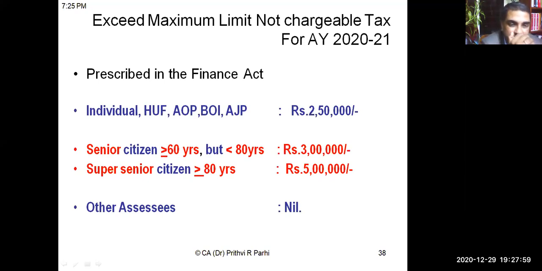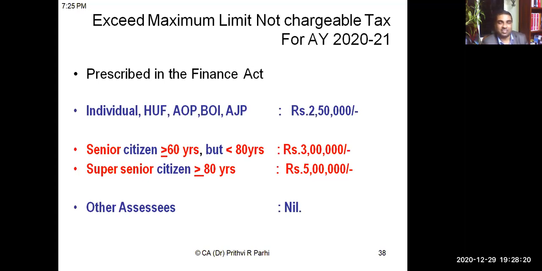And for all other assessees, there is no maximum limit which is not chargeable to tax. Meaning, if a company earns rupees 1, it has to pay tax on it. There is no basic exemption limit.